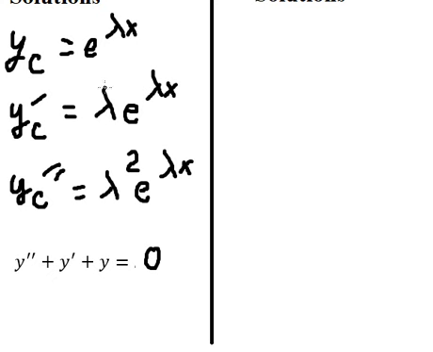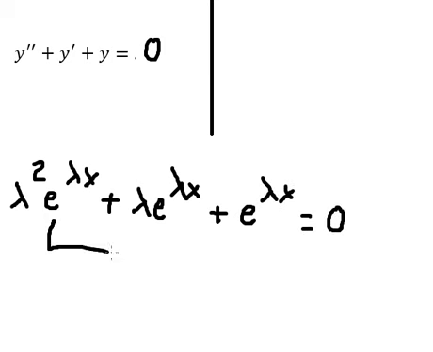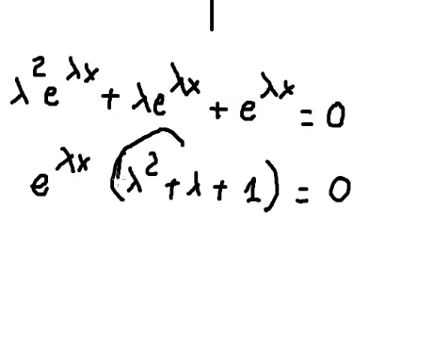So I will put this one here, this one here, and this one here. So we have lambda squared e to the power of lambda s, and lambda e to the power of lambda s, and the next one e to the power of lambda s equals 0. So this one we can do factorization. Now we need to find the solutions of this one.